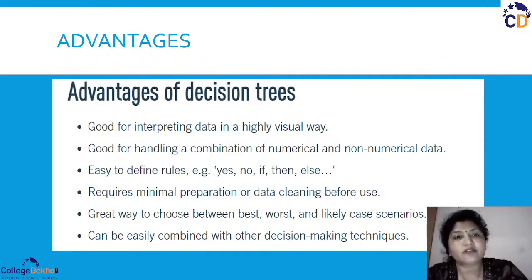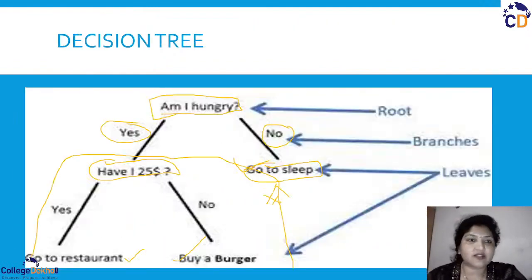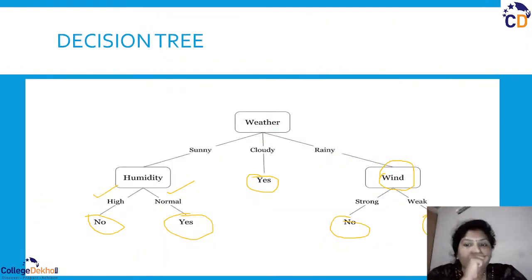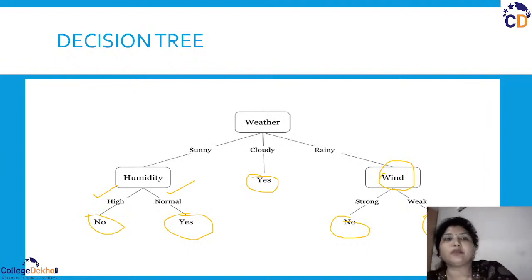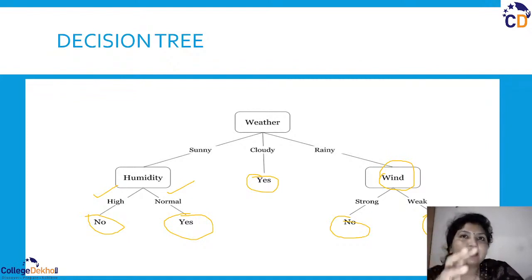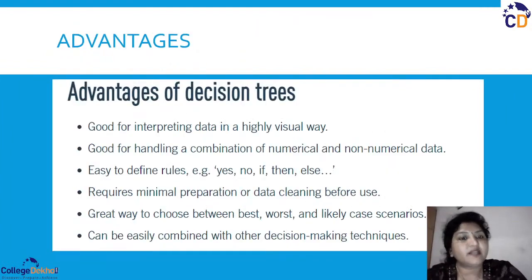Now let us see what the different advantages of decision trees are. It is basically good for interpreting data in a highly visualized way. There is no code needed. While using a decision tree, it's very easy to understand. If this is the decision, it is divided into a number of decisions. If it is true, you move to one place. If it is false, you move to another place, right? You can easily extract the leaf nodes, you can easily understand the different branches, and the different subtrees in this particular decision tree. So this is a visual representation of your data, right?